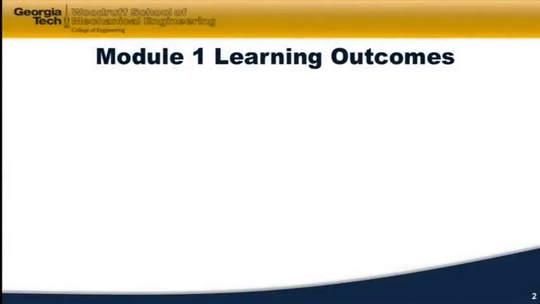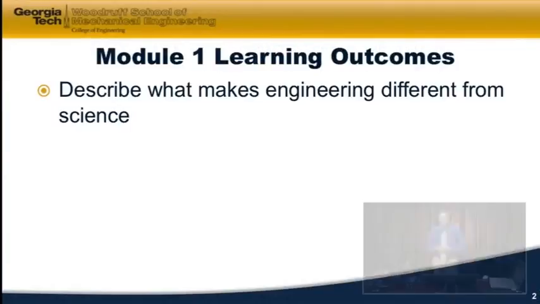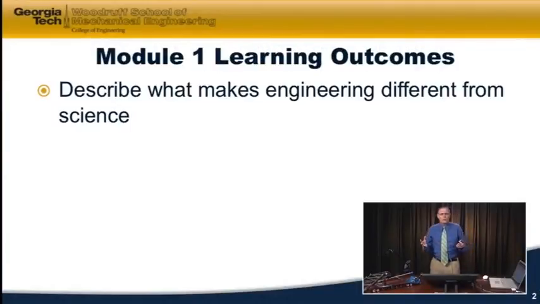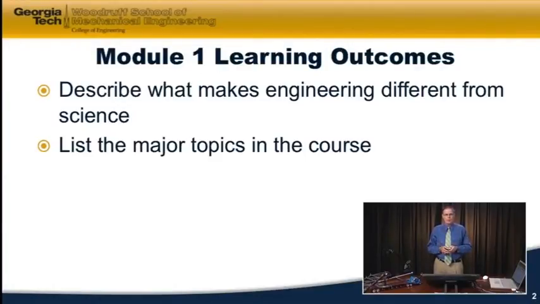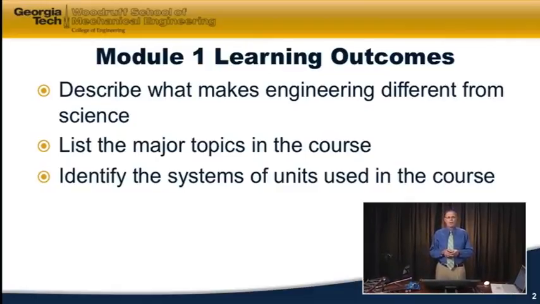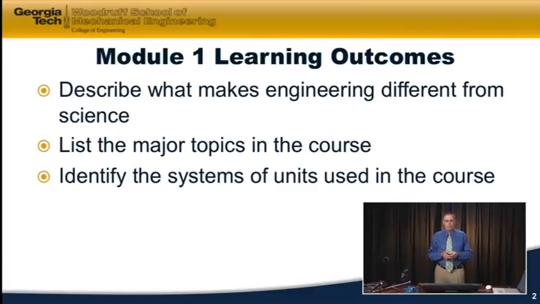This is an Introduction to Engineering Mechanics, and this is Module 1. I'd like to look at the learning outcomes for Module 1. First, we'd like to discuss what's the difference between an engineer and a scientist. What makes engineering different from science? And then we're also going to look at the major topics in this course. And finally, we're going to look at the system of units that will be used in this course.